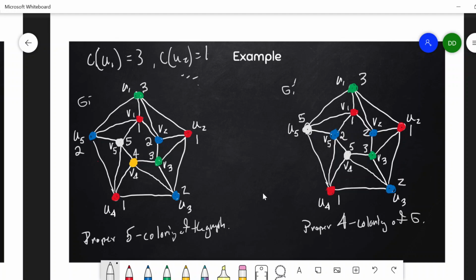So again, the question is, can we do better? Do you see a way that we could color this with 3 colors? Feel free to pause if you want to keep looking at it.